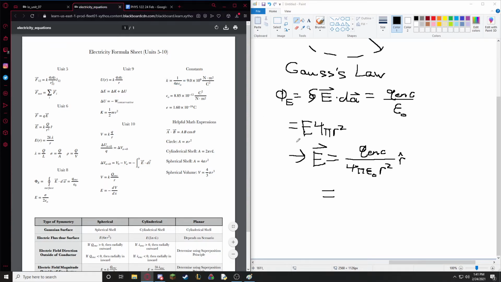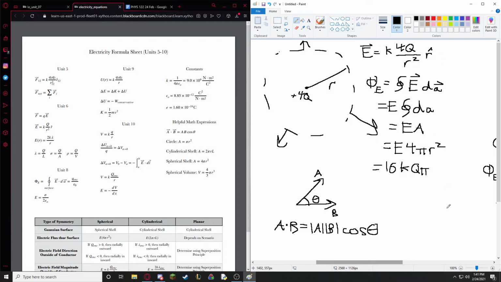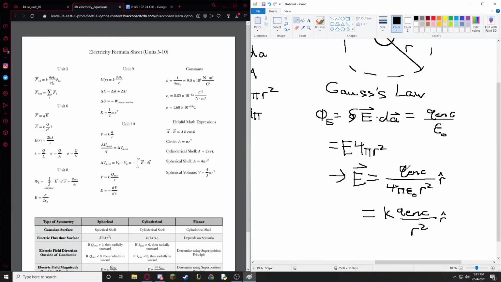You have it in your formula sheet. So this is just K. So this is just K times our enclosed charge over r squared, r hat. Hey, that looks exactly like our point charge, right? Because we remember our enclosed charge, Q enclosed, is 4Q. It looks exactly like our point charge.